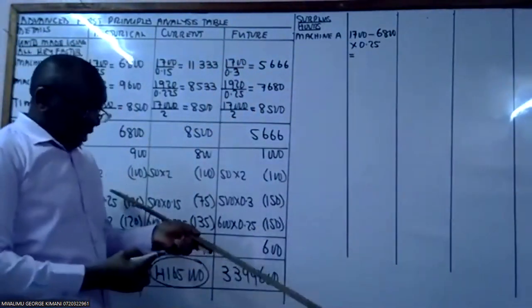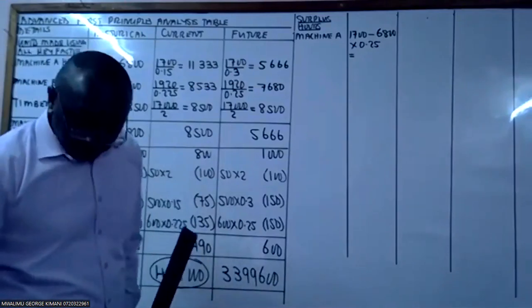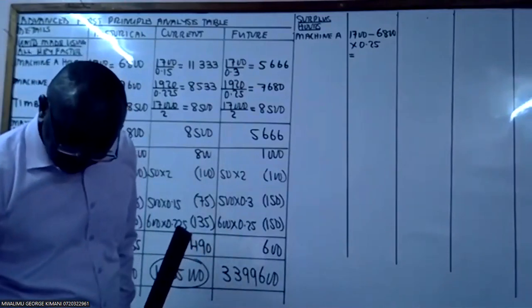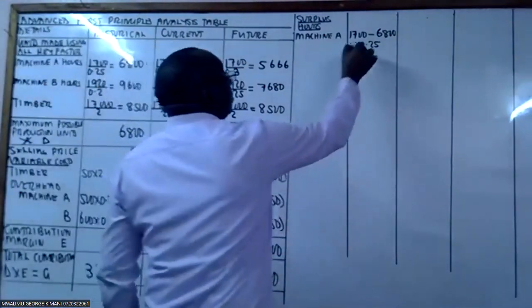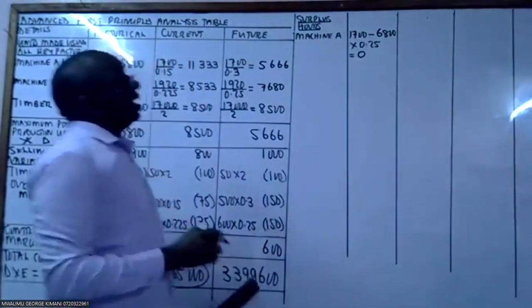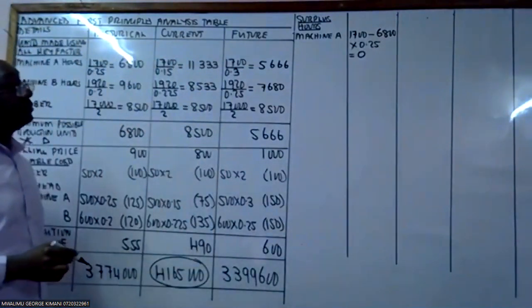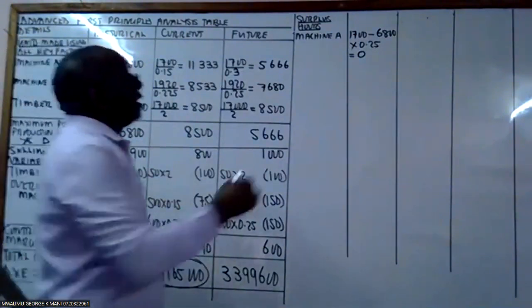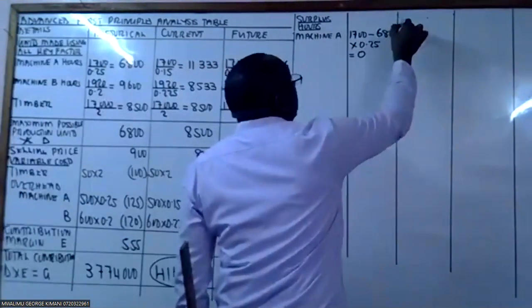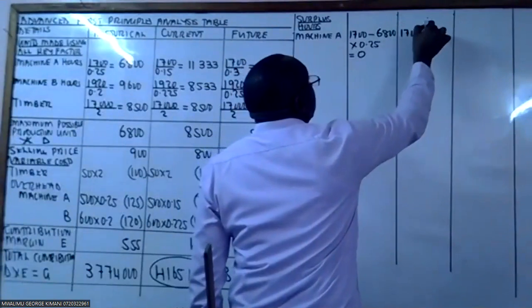So let's work that out. Same 1,700 minus 6,800 times 0.25. That is giving us 0. So there is nothing that is remaining. Tukienda kwa current, we still have available 1,700.